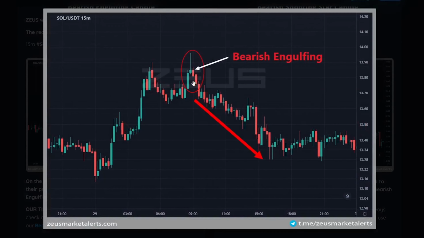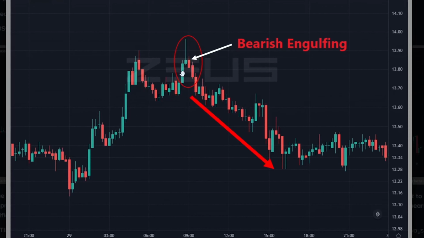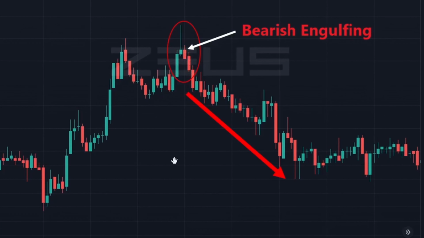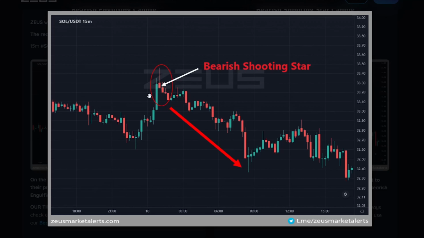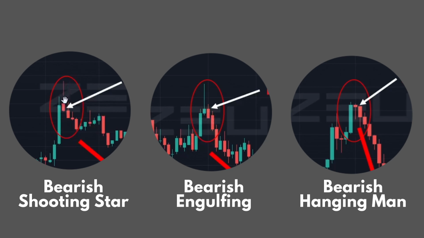On the contrary, bearish candlestick patterns can be identified by spotting these bearish candles. Bearish engulfing candle. The body of the red candle is bigger than the body of the previous green candle. Shooting star candle. And bearish hanging man candle. In all 3 bearish patterns, you can see that there were a few green candles in a row, and then a red candle came, which confirmed the bearish signal.